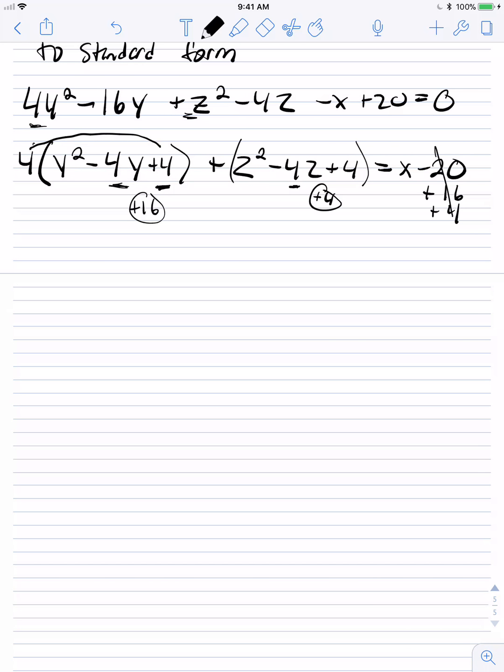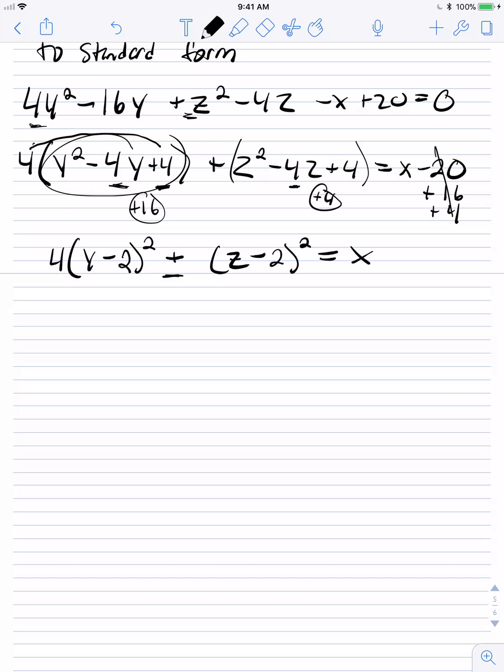So now simplifying this, we got 4, and now this whole thing can be simplified to y minus 2 squared. And then we have z squared minus 4z plus 4. That would just be z minus 2 squared. This all equals x. And now this looks a lot like what we know. We have a plus sign here, so we know that this has to be an elliptic paraboloid.